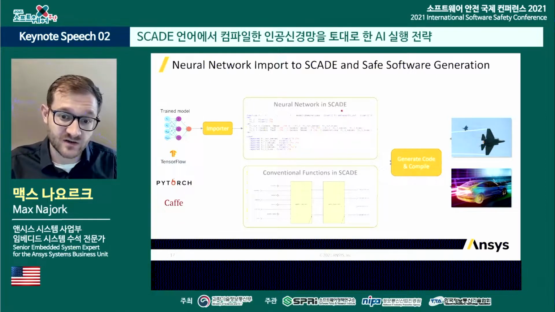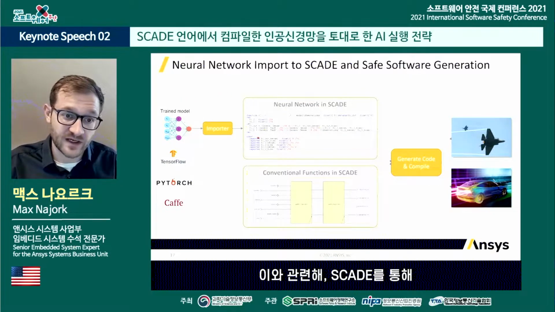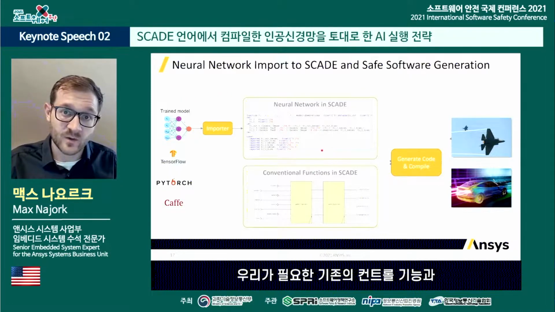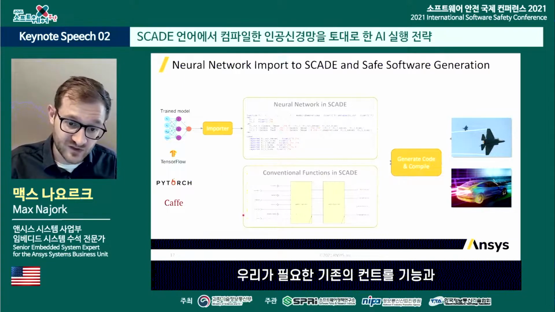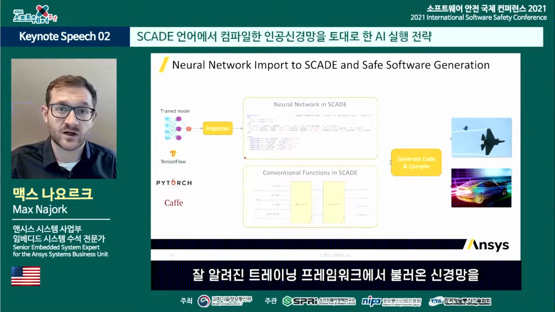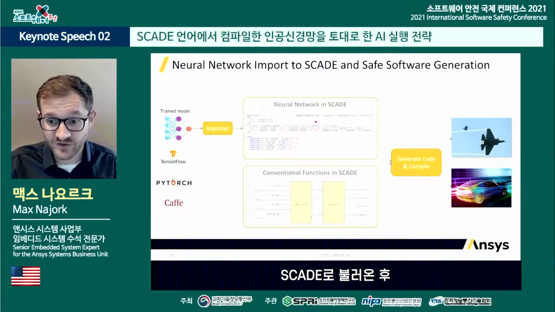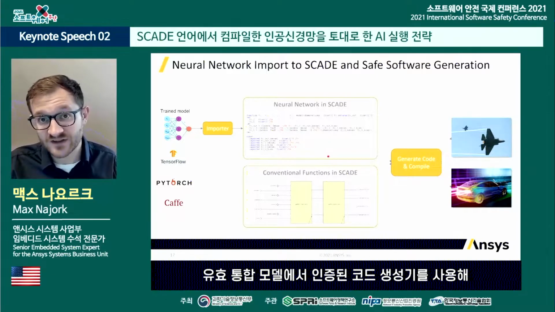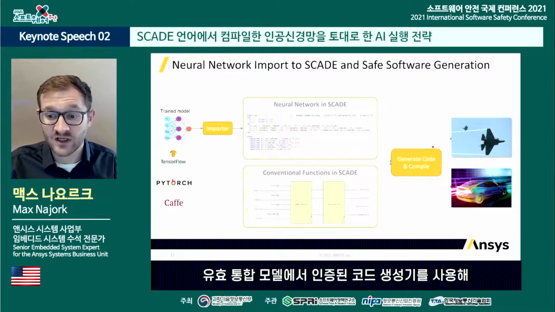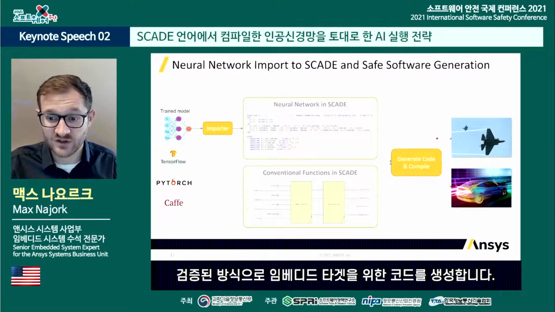And again, I want to stress the fact that we, as Scade, can combine both the conventional function with the conventional controls we need, plus the neural network imported from one of the well-known training frameworks. So we import it to Scade, and then on the integrated and combined and validated model, we then use qualified code generation to generate the code for the embedded target in a qualified fashion.